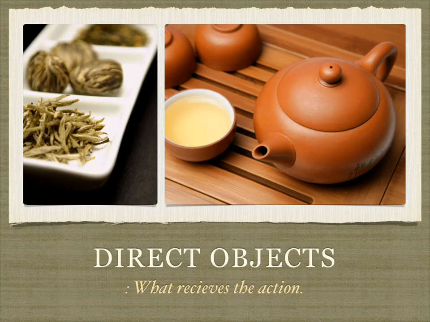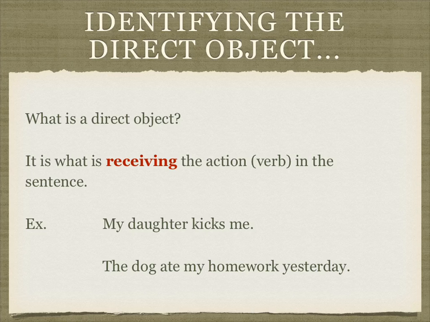All right, class. Now we're going to talk about direct objects. So the first thing we want to know is how do you identify a direct object? First, you have to understand what it is in English, all right? So here on this slide, what is a direct object? It is what is receiving the action in the sentence.